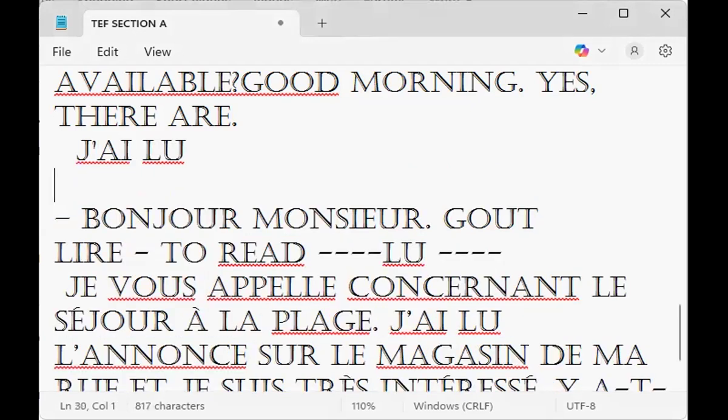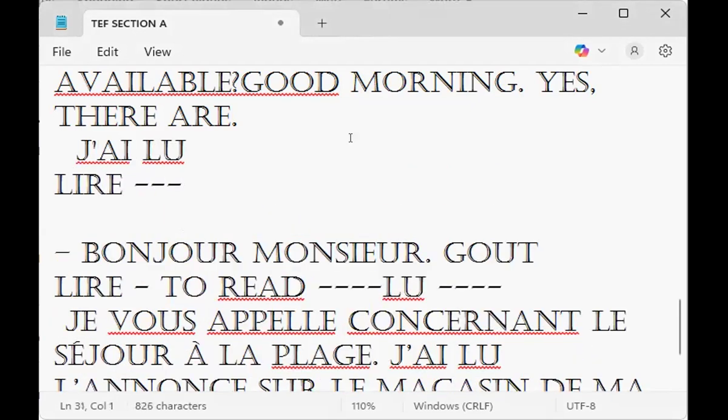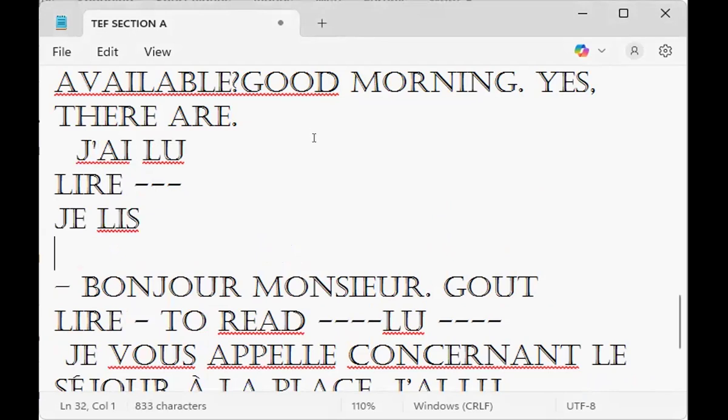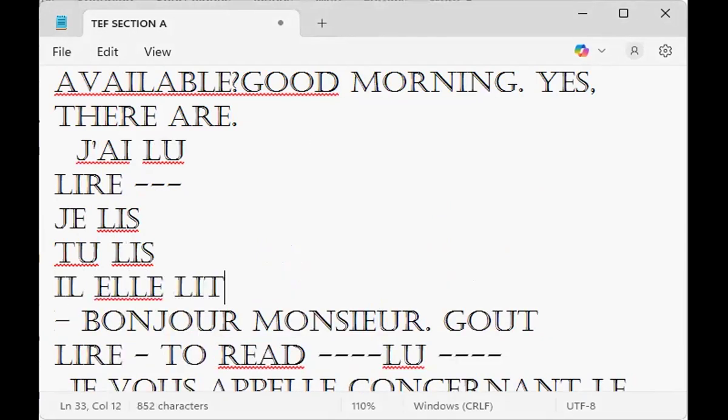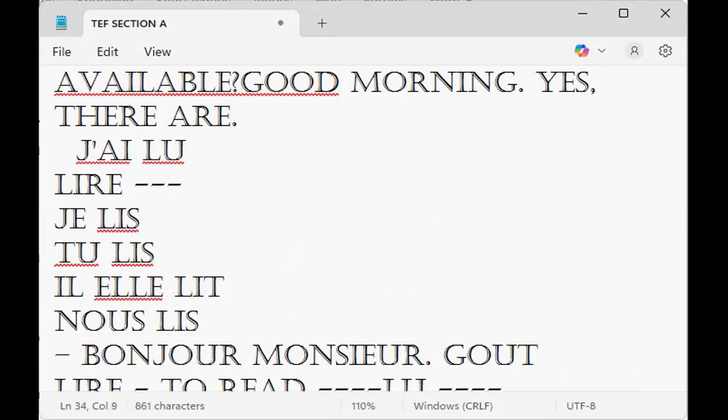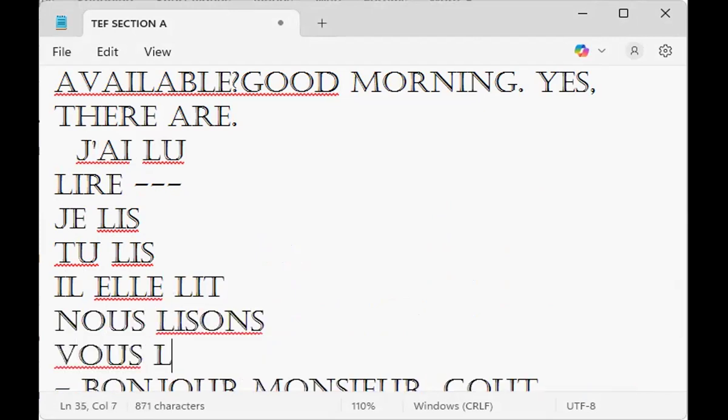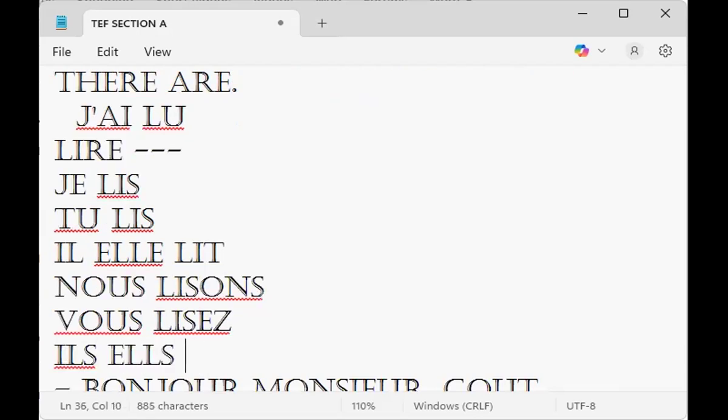Okay, tell me the conjugation of the verb lire in present tense. Présent, c'est quoi? Je lis, I read. Tu lis, you read. Il lit, elle lit. Nous lisons. C'est clair? Nous lisons. Vous lisez. Elle lit. Je lis, tu lis, elle lit. Nous lisons. Vous lisez.